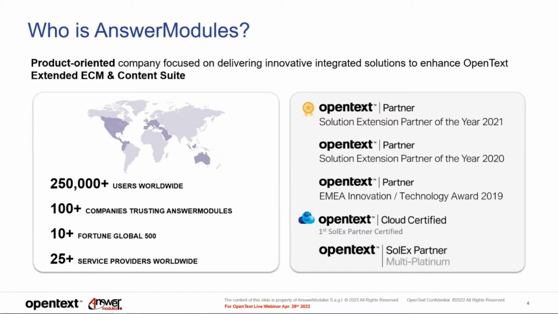With OpenText, we have a very strong and significant relationship. We are part of the Solution Extension Program, SOLEX for short, and within the program, we are a multi-platinum tiered partner. We have been recognized by OpenText three years in a row as a partner of the year, as well as innovation technology partner for EMEA. We've also been certified by OT for cloud for a while now. That is for a VM deployment. Obviously, we are working towards a certification for containerization as well.